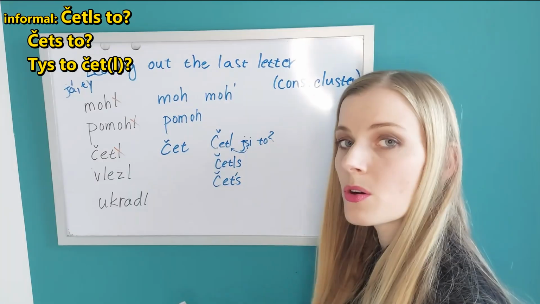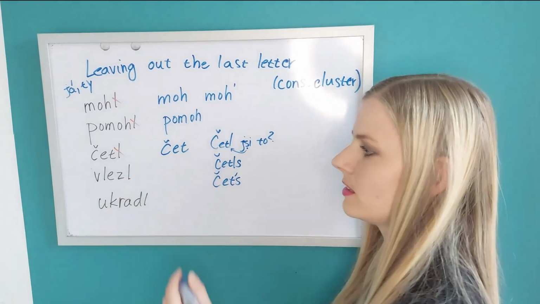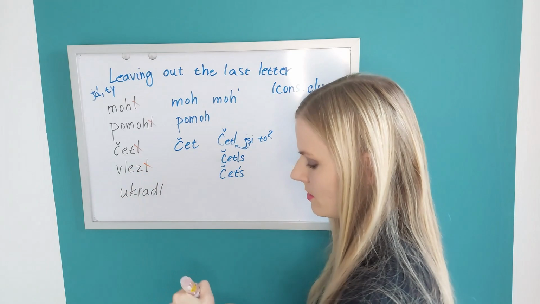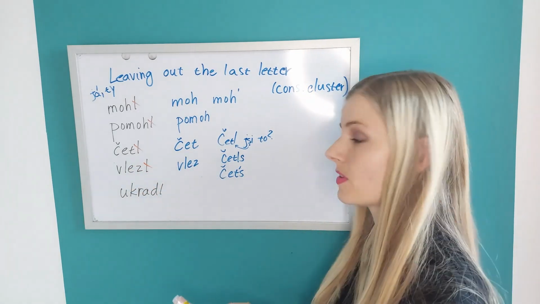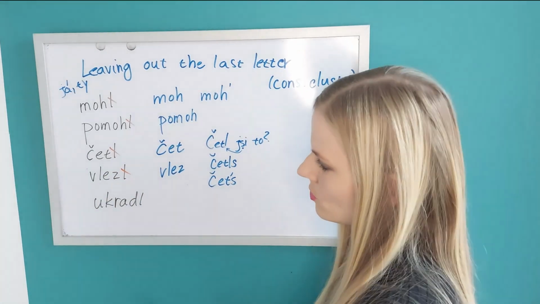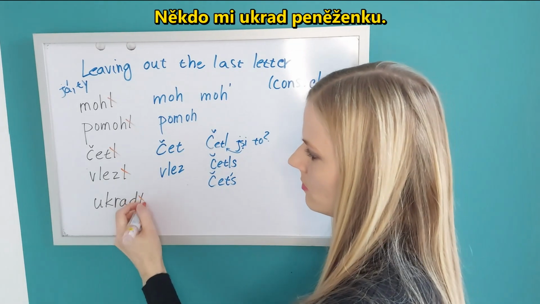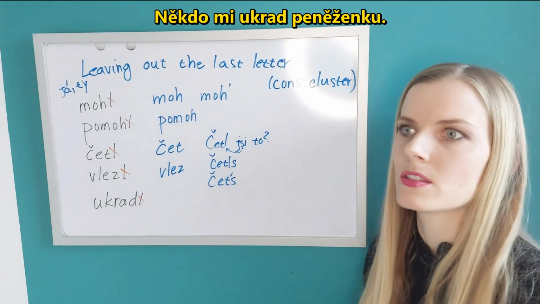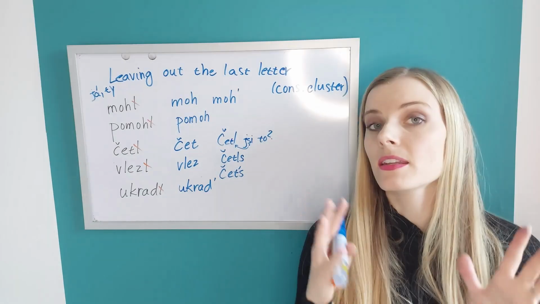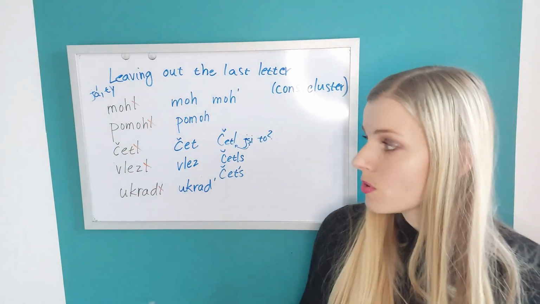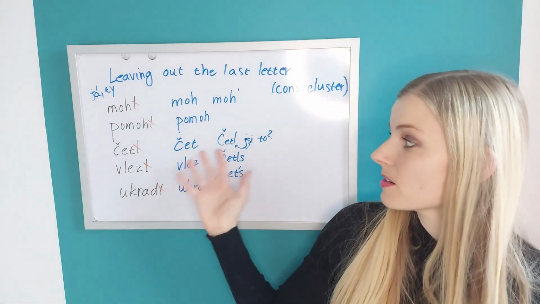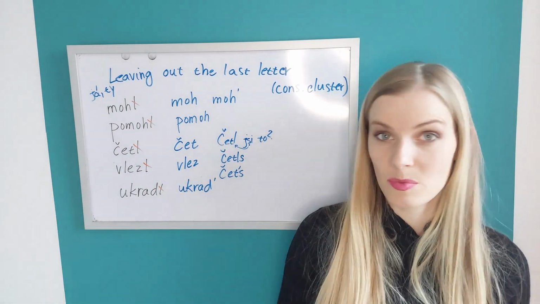Did you read this? Or a verb such as vlezl, which is to climb. So we can say vles. It also means to get in. Very informal verb. And ukradl, stole, ukrad. Někdo mi ukrad peněženku. Someone stole my wallet. And again, you don't have to use these forms, but tune your ears. Maybe you will hear these forms when you listen to people speak.